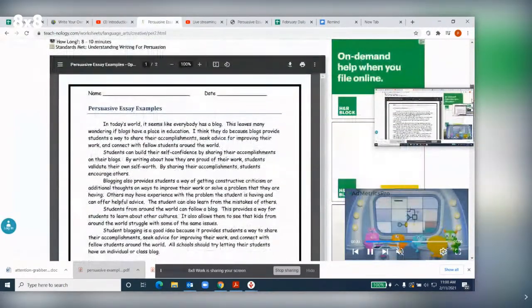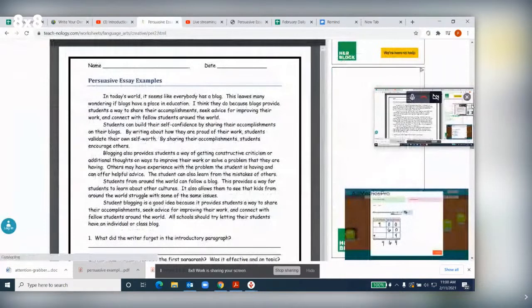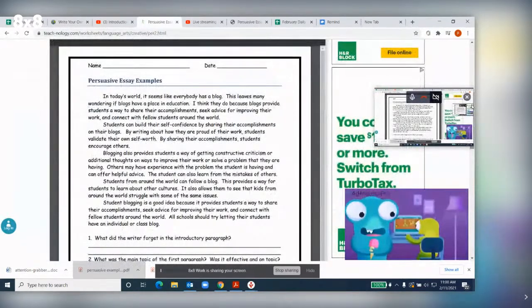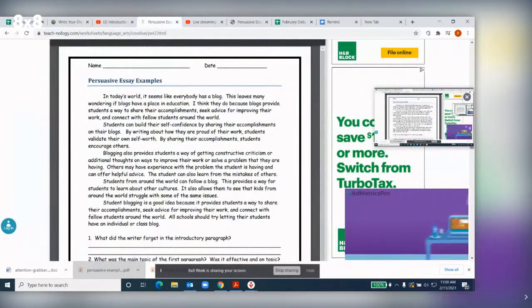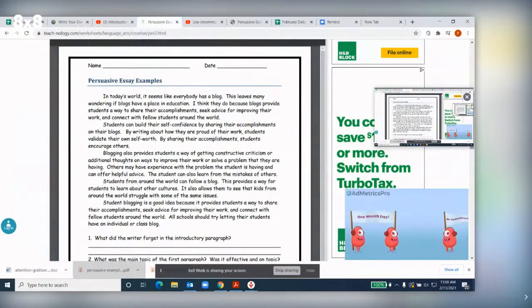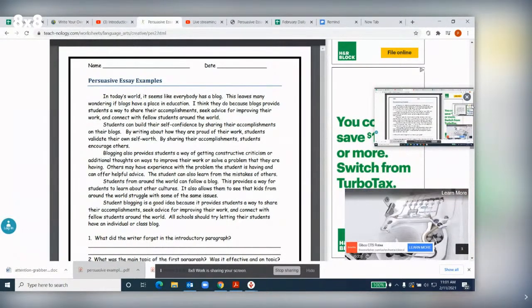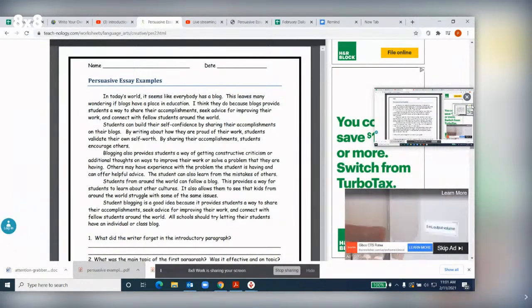Okay, so 5 paragraphs. In today's world, it seems like everyone has a blog. This leaves many wondering if blogs have a place in education. I think they do, because blogs provide students a way to share their accomplishments, seek advice for improving their work, and connect with fellow students around the world. That's the opening paragraph. So it's about blogs.